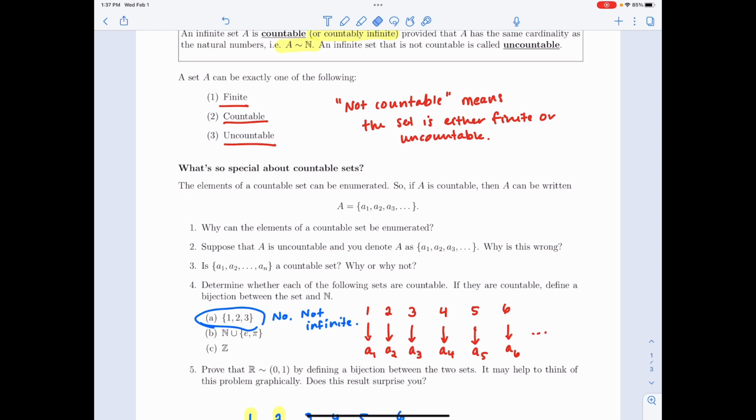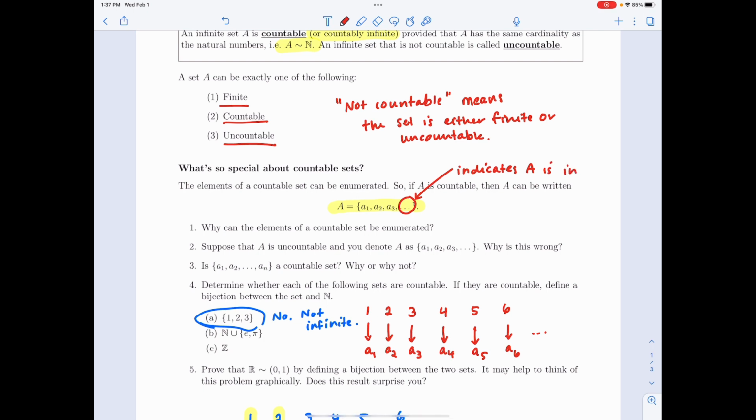Well, their elements can be enumerated, which means that when you're denoting them, you can denote the set A as listing its elements, A1, A2, A3, dot, dot, dot. Now it is important that the dots continue here. This indicates that the set is infinite.